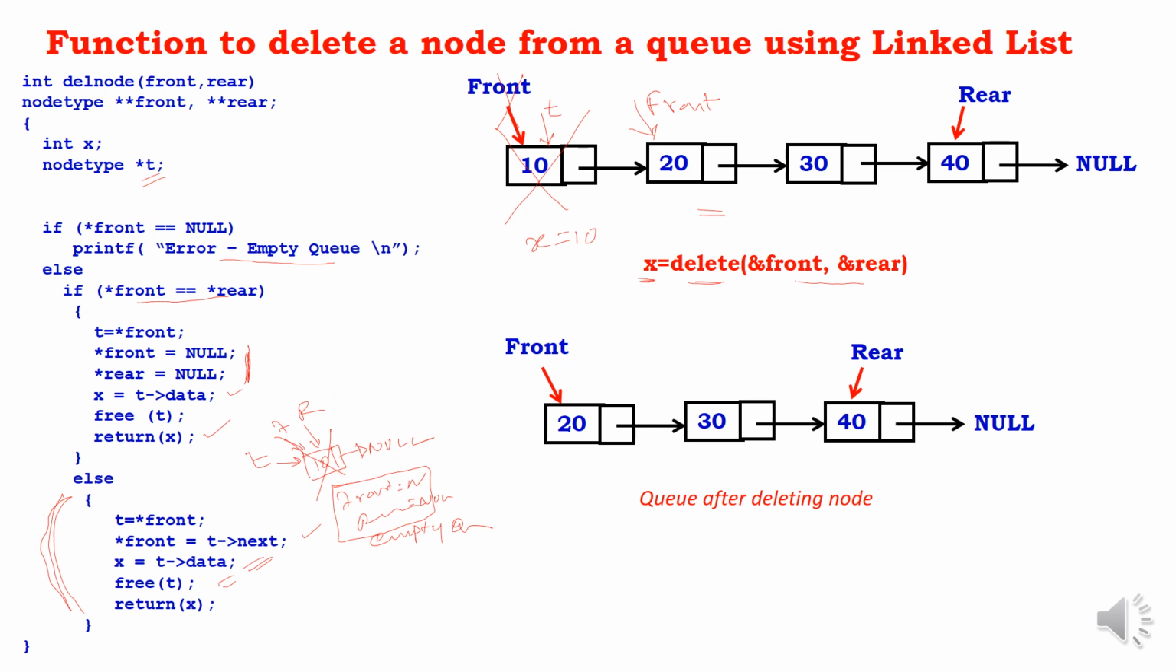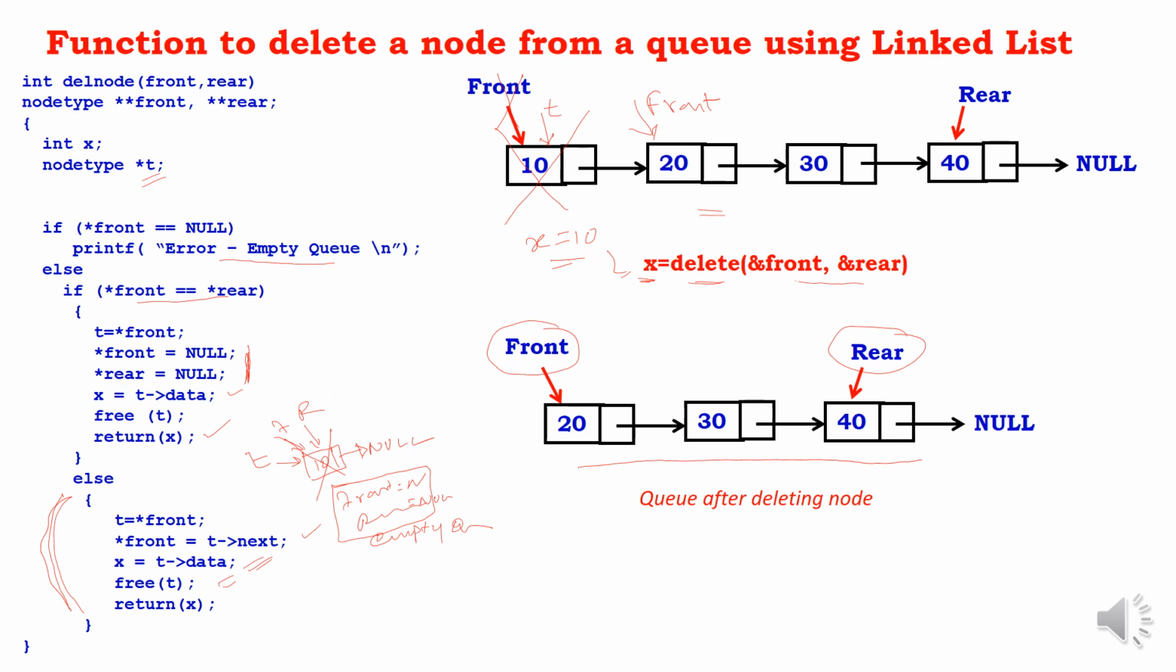We have the X value. We have deleted the first node and adjusted the pointer of front to the next node. Now return X. X will be returned. That becomes 10. And your queue becomes a linked list consisting of 3 nodes, which has 2 ends. Front end is pointing to the first node, rear end is pointing to the last node. Initially there are 4 nodes, now there are only 3 nodes. Like this, we can delete a node.